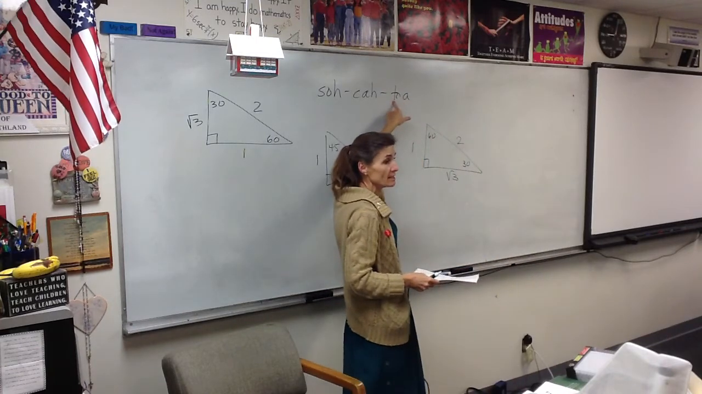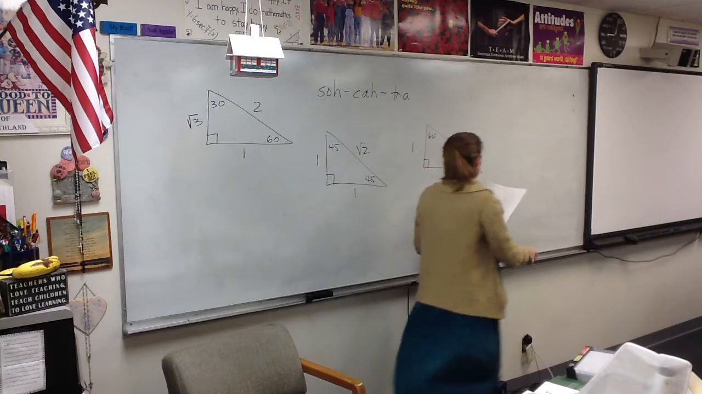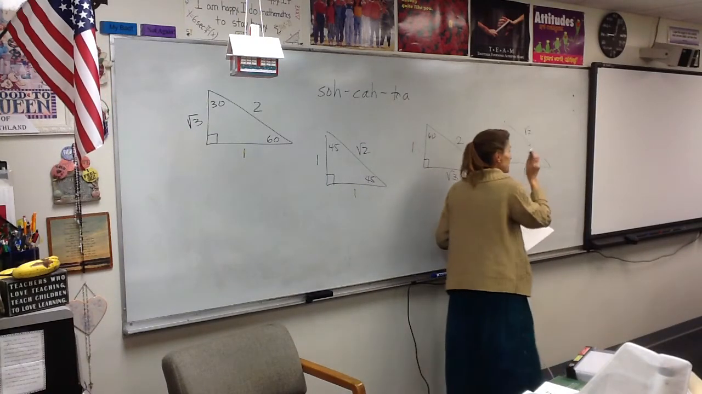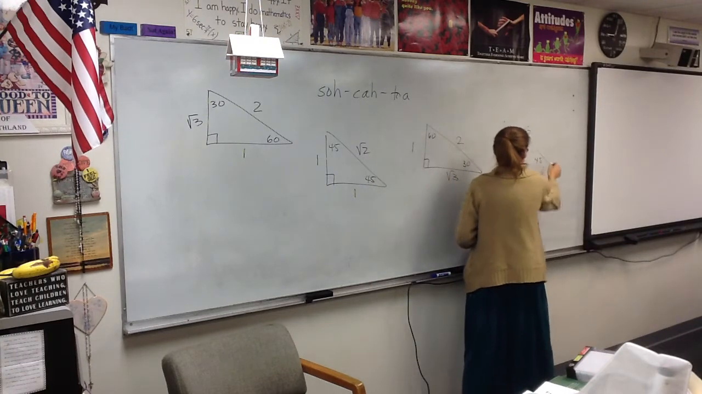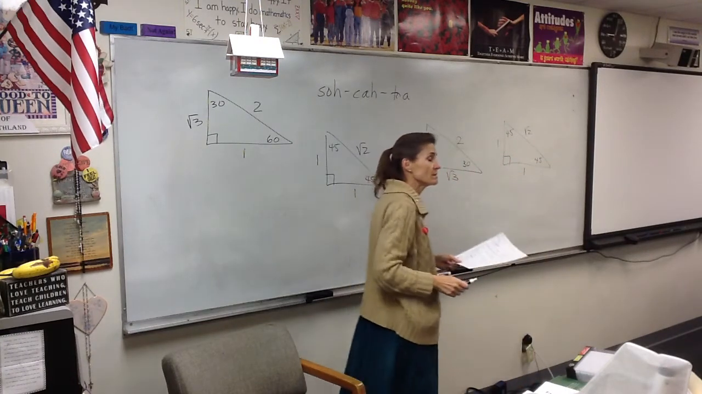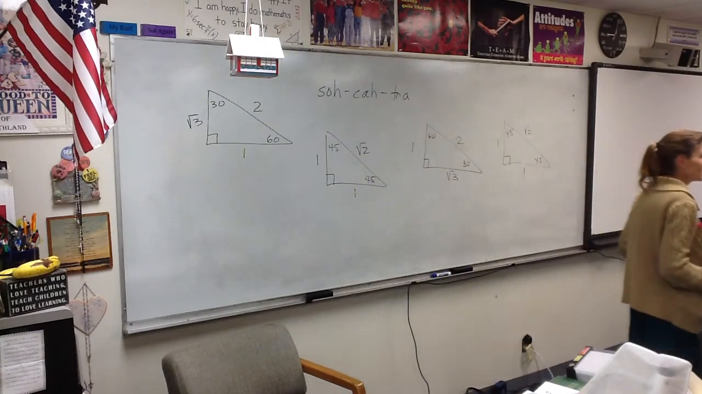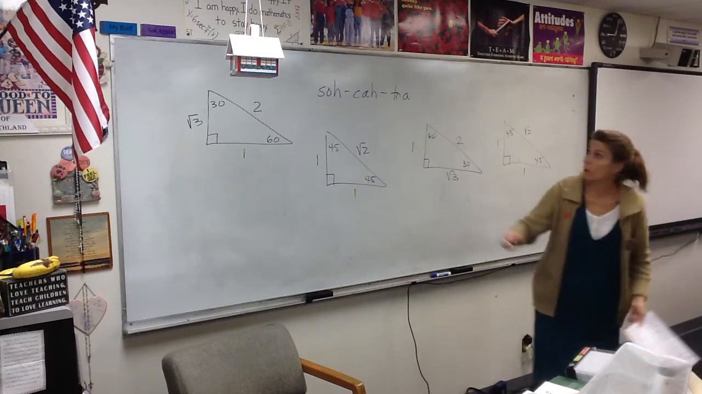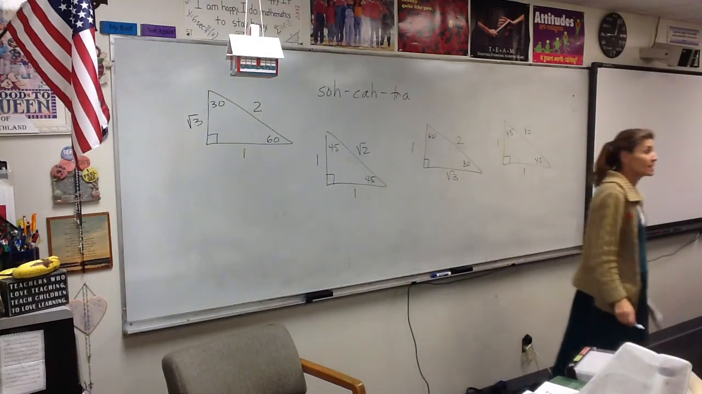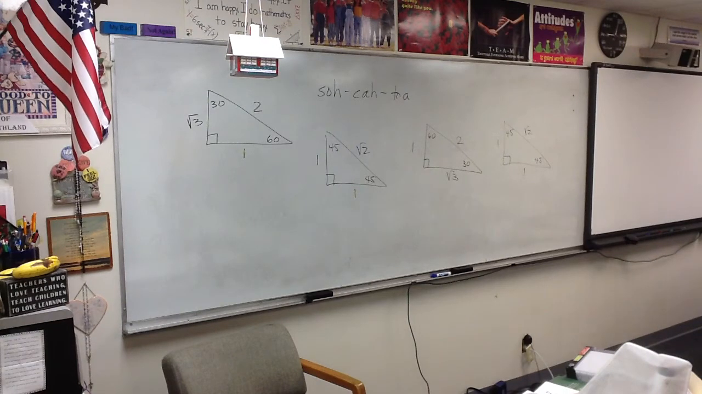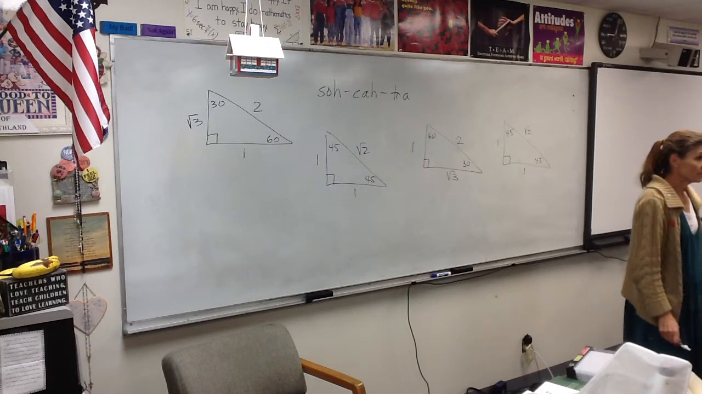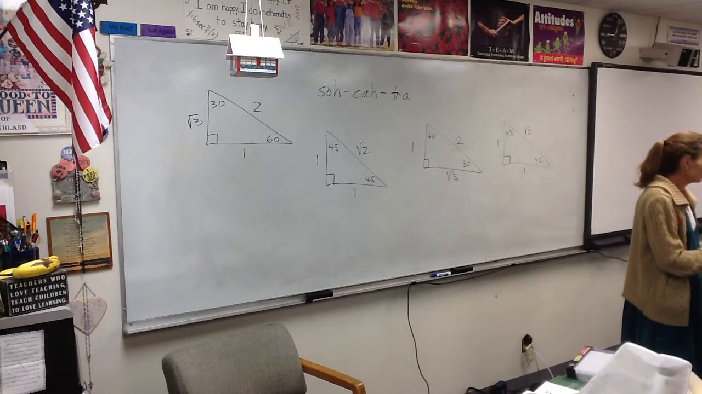Opposite over adjacent is? Tangent. If you see this triangle and you see a 1 and a root 2, you immediately know that's a 45-45-90 triangle. What's the reciprocal of the sine? The reciprocal of the sine is the cosecant. What are two definitions of the cosine? One of them's right here. One definition of the cosine is adjacent over hypotenuse. Another definition of the cosine is x over r. Okay? All right.